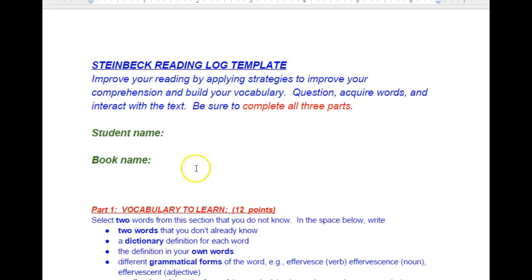So just to begin, make sure that you have your name and the book name up here. This helps me to understand the context for the comments that you're making, what story this came from. So don't forget that, please.